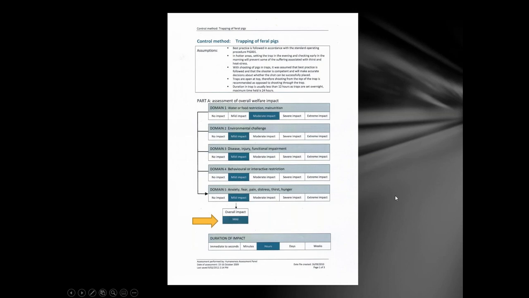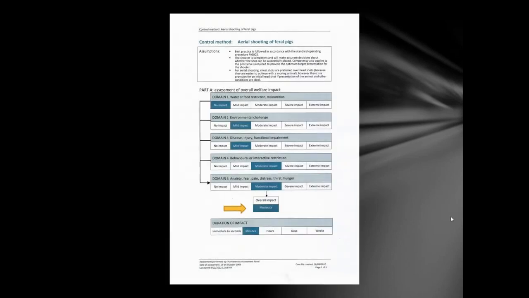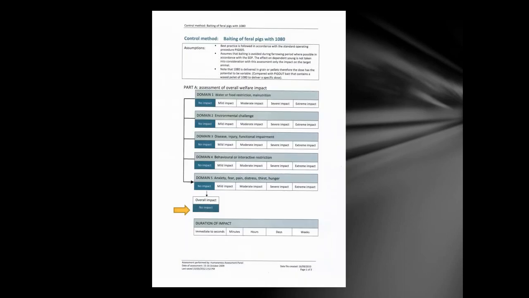But this is an interesting thing with the Humaneness Assessment Panel. They did the impact on pigs. A lot of people don't really care too much about the impact on pigs or whatever, but if we're doing government projects and things, we've got to be mindful of it and be seen to be doing the right thing. Trapping of the feral pigs, there was a mild impact. Aerial shooting of feral pigs was the highest, a moderate impact. That was the behavioural interactor, and then anxiety, fear. I mean, if you're getting chased by a helicopter and someone's trying to take pop shots at you, you probably get a bit stressed out. But baiting of feral pigs with 1080, the Humaneness Assessment Panel said there was really no impact to anxiety, fear, pain, distress of the feral pig.